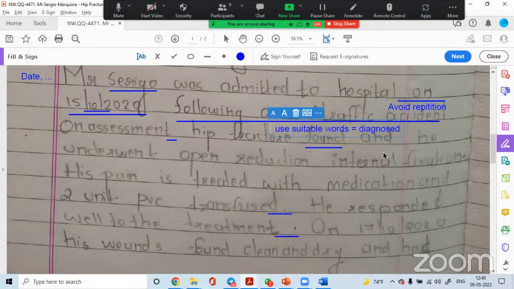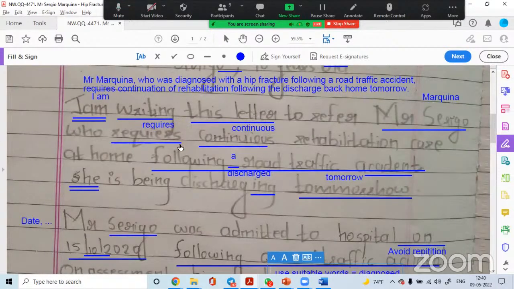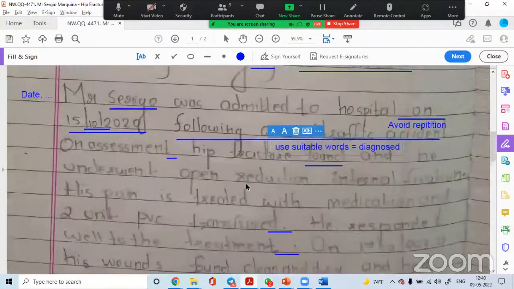Following the admission. Okay, fine. So be careful what you are writing. This is also already repeated. Okay. Hip fracture. Continuous. You did not write it only. That is important. You did not write in the beginning. Okay. Fine. Open reduction, internal fixation.